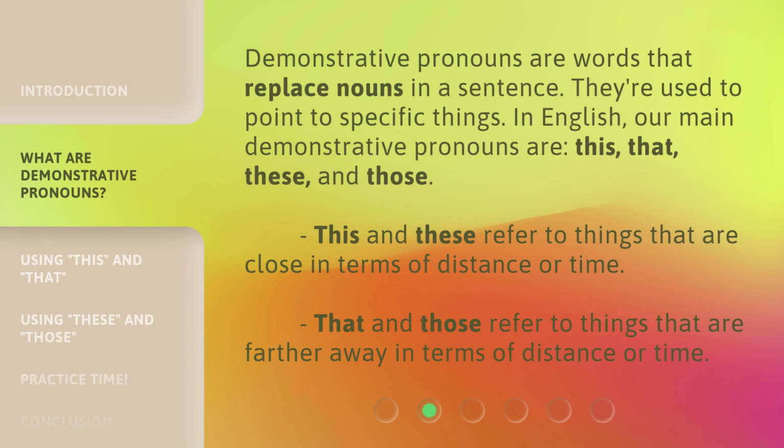Demonstrative pronouns are words that replace nouns in a sentence. They're used to point to specific things. In English, our main demonstrative pronouns are this, that, these, and those. This and these refer to things that are close in terms of distance or time. That and those refer to things that are farther away in terms of distance or time.